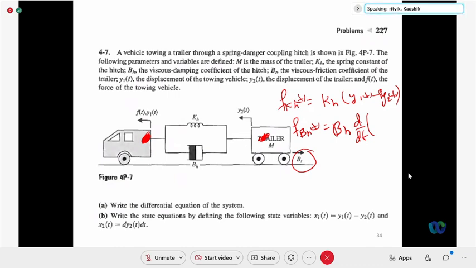I'll show. Let me write. B_H into d by dt of (y1 of t minus y2 of t). So this is K_H, B_H. What is B_T? B_T of t, T stands for trailer. B is friction. F_BT of t.